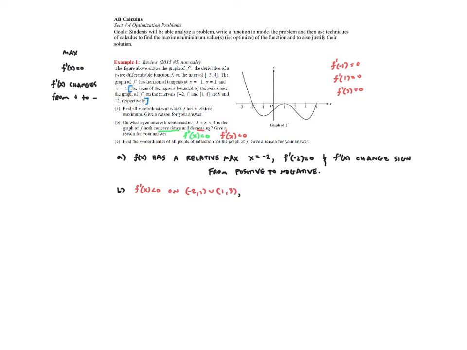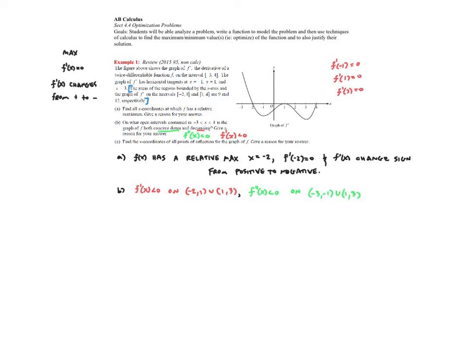In addition, where is f double prime less than 0? Well, f double prime is equivalent to the slope of f prime. So f prime is decreasing from negative 3 to negative 1. If f prime is decreasing, then f double prime is less than 0. F prime is also decreasing from 1 to 3.